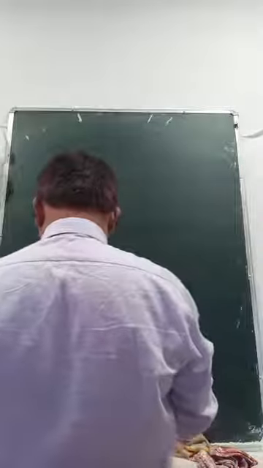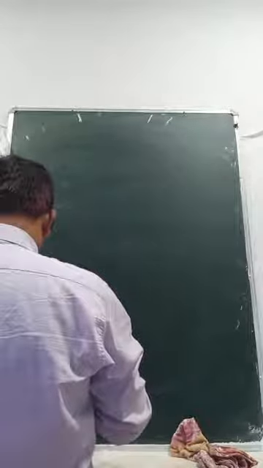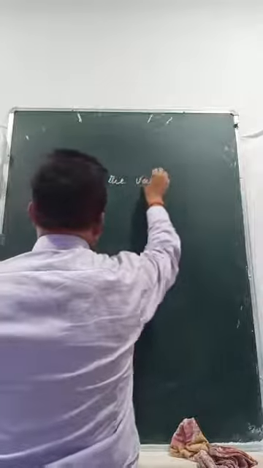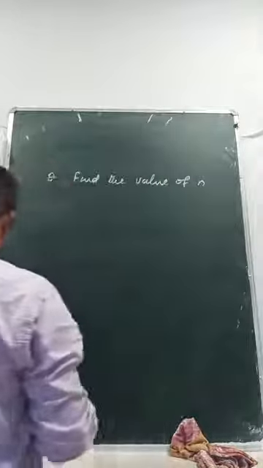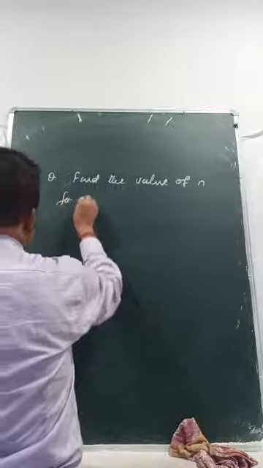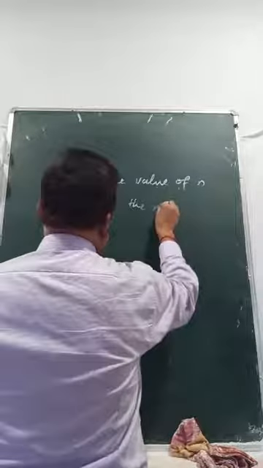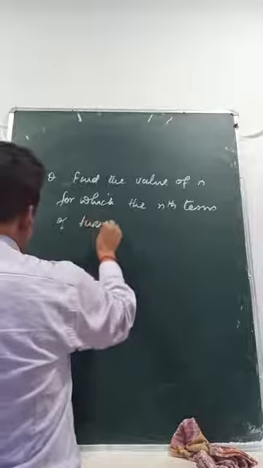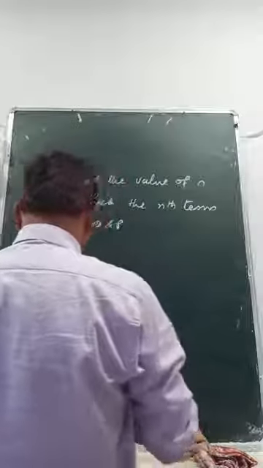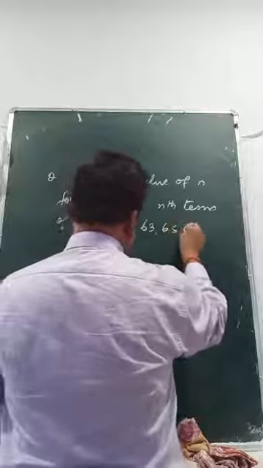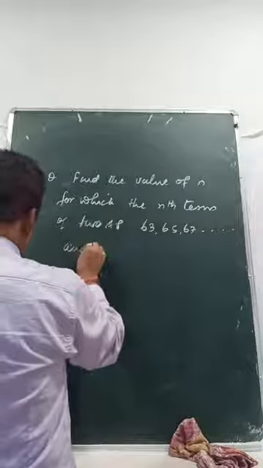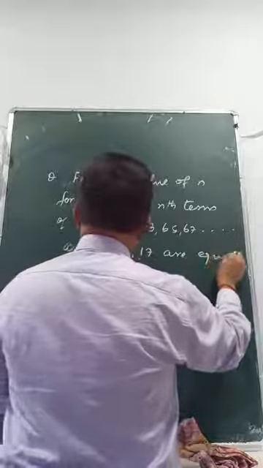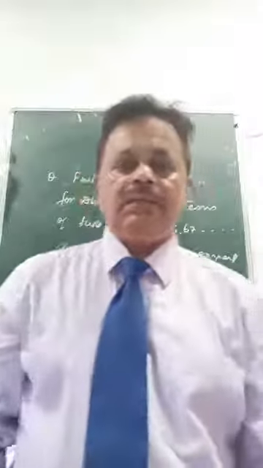Another question. Find the value of n for which the nth term of the two APs 63, 65, 67 and 3, 10, 17 are equal. Both have nth term equal.